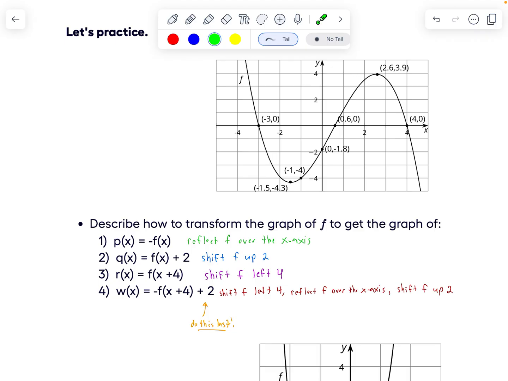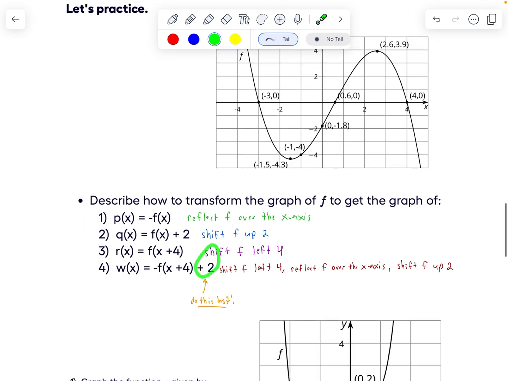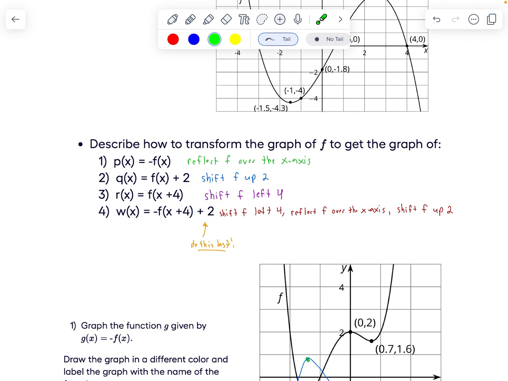Reflecting something and then shifting it is different than shifting then reflecting over the x-axis. Like, since these both have vertical changes, you have to make sure you do this one last. And so this is a shift left 4 because of this. Then it's reflected over the x-axis. And you could switch the order of these two, that doesn't matter. But the last one you have to say is f has been shifted up 2 from that.